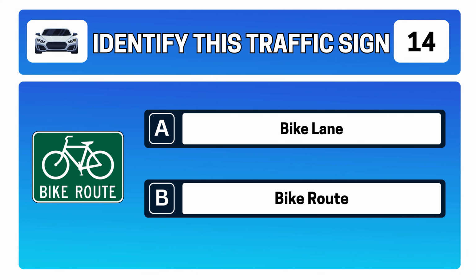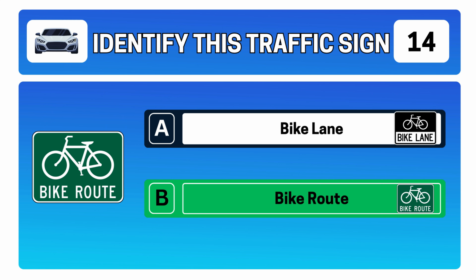Identify this traffic sign. A. Bike lane. B. Bike route. Well spotted. It is the bike route sign.